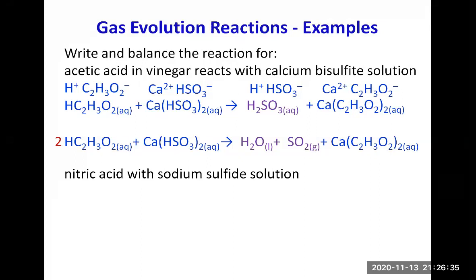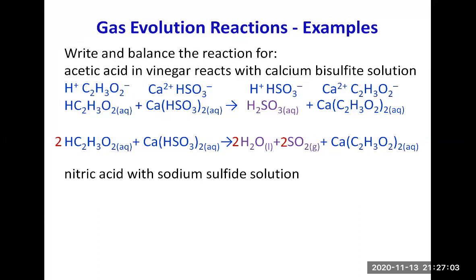So there will be a coefficient of 2 in front of the SO2 gas, and then also in front of the water, because the water and the sulfur dioxide come from the bisulfite ion and sulfurous acid. And so that balances this equation here.